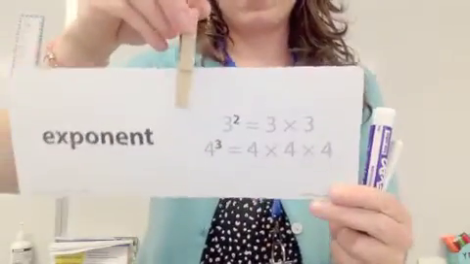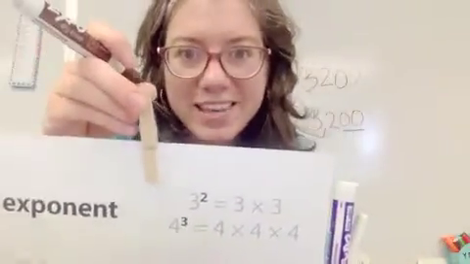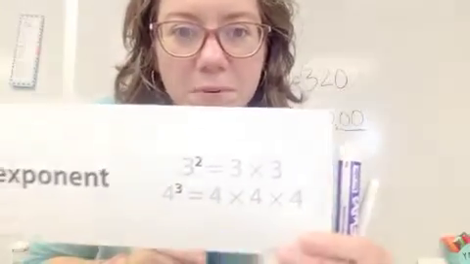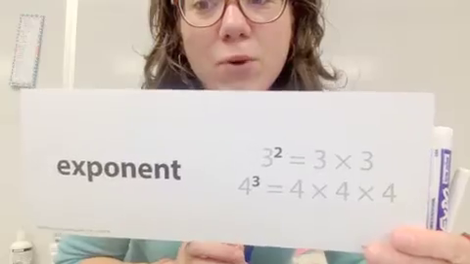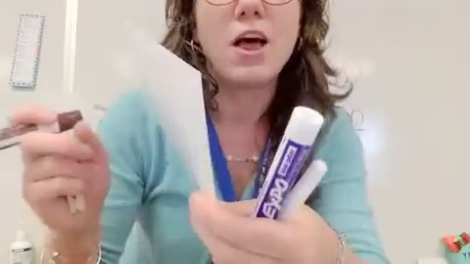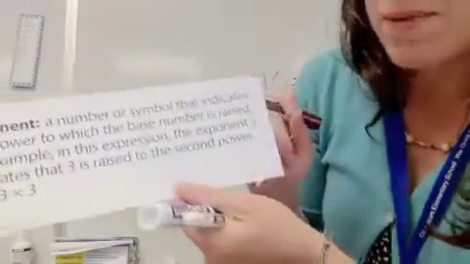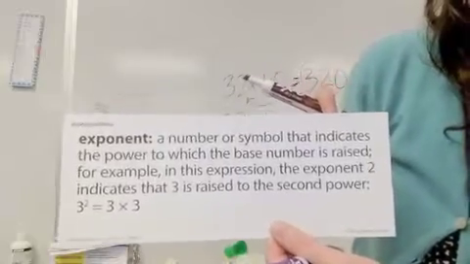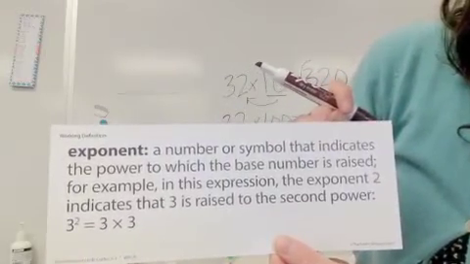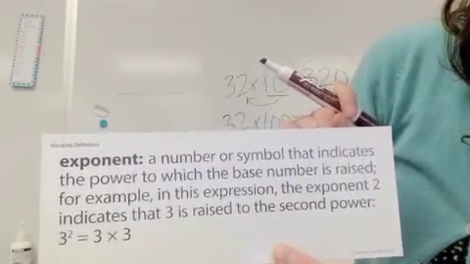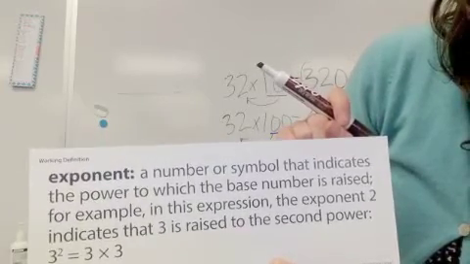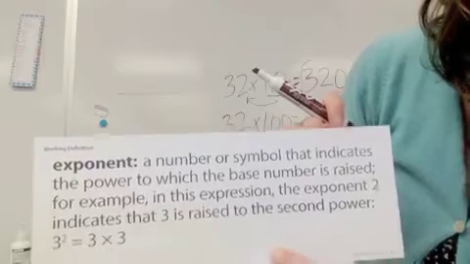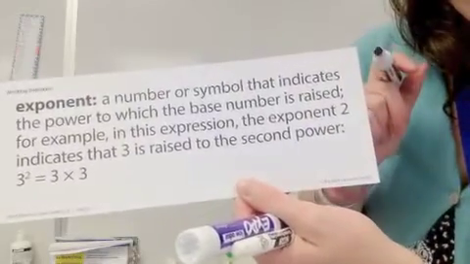Exponent. We talked about this a while ago, so this is review, but I'm glad we're reviewing it now. An exponent is a number or symbol that indicates the power to which the base number is raised. For example, in this expression, the exponent 2 indicates 3 is raised to the second power, meaning 3 times 3.